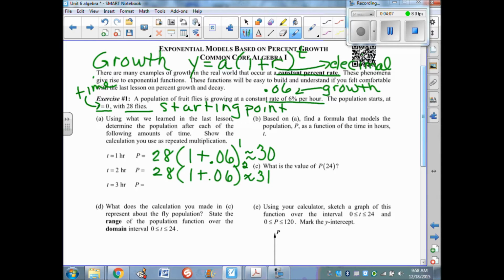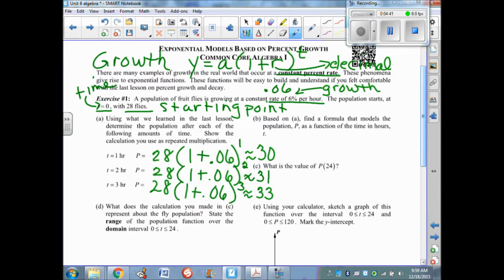And then after 3 hours, continue on. How many did we start with? 1 plus that constant growth rate, raised to the 3 hours. That's 6%. We're not getting a huge amount of growth per hour, but still, now we're at 33 fruit flies. So they're increasing slowly, but still, if you've got 33 fruit flies in your house, that's going to make you kind of crazy.